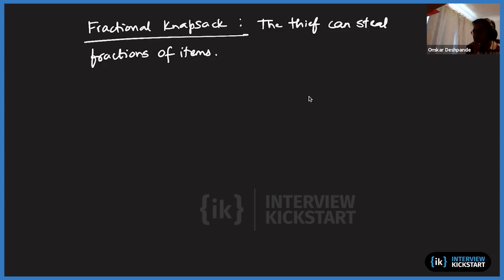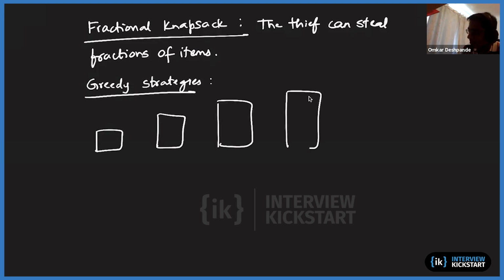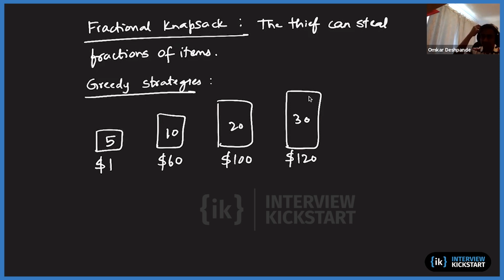Okay, so back to this problem. So one of the points to note here is that even if we were to use a greedy approach, there are actually multiple strategies that might come to our mind. And just to take a simple example, I'm going to assume these are 4 items that we have. Their weights are, let's say, 5, 10, 20, and 30. Their values are $1, $60, $100, and $120. And let me also assume that the first of these is present in 10 copies.